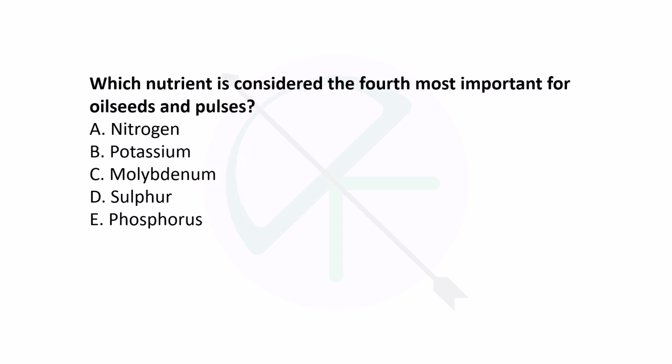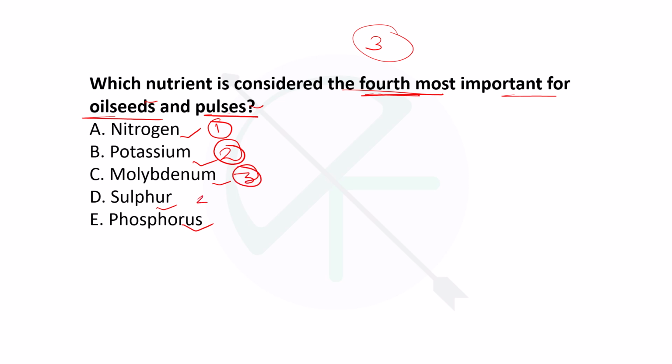Which nutrient is considered the fourth most important for oilseeds and pulses? Okay, fourth most. That means there must be three nutrients that are more important than this one. Let's see the options: nitrogen, potassium, molybdenum, sulfur and phosphorus. Okay, so the priority list among the nutrients, we know that it's nitrogen for pulses and oilseeds both. Then potassium is the second one. Then third is molybdenum, and sulfur is the fourth most important for oilseeds and pulses.